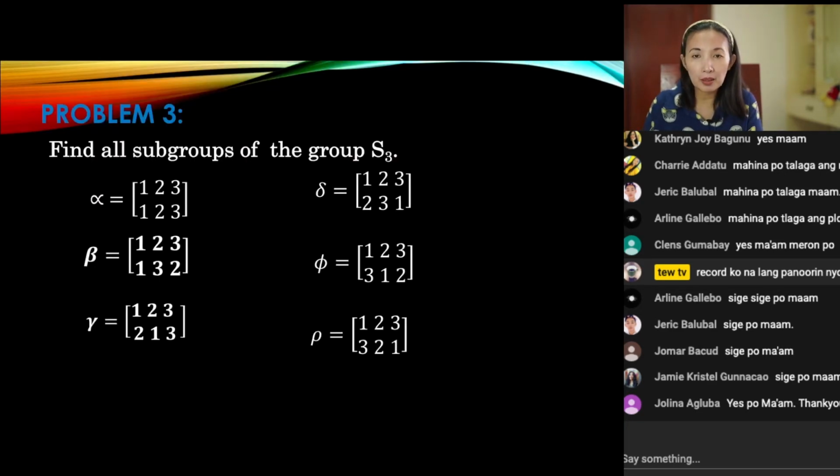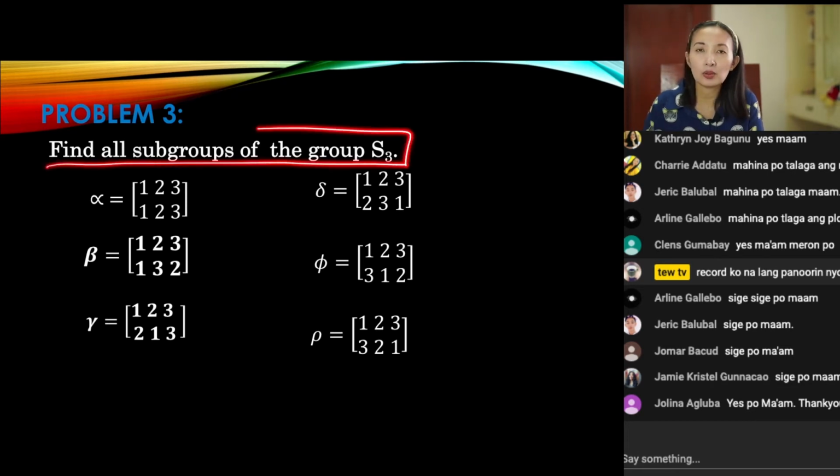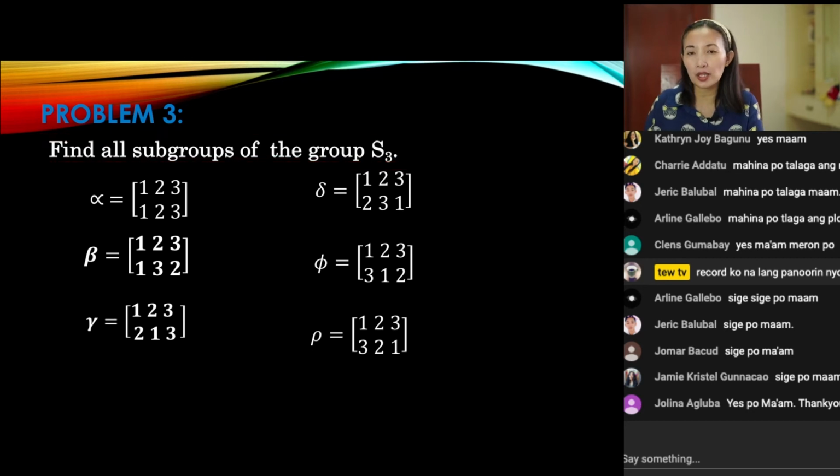Okay? Problem number 3. Find all the subgroups of S sub 3. Okay? Recall your S sub 3, the set of permutations on n symbols, 3 symbols. And we represented the permutations as follows. Alpha, okay, with this arrangement. Beta, gamma, delta, phi, and rho.